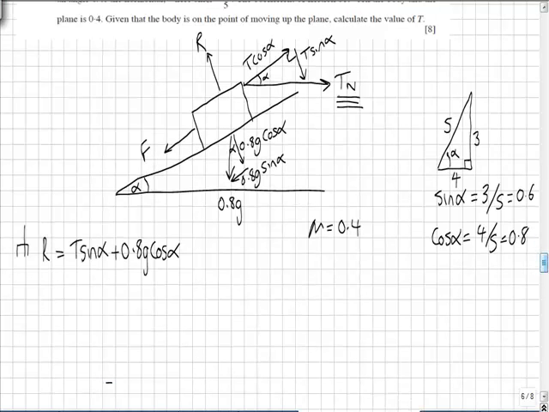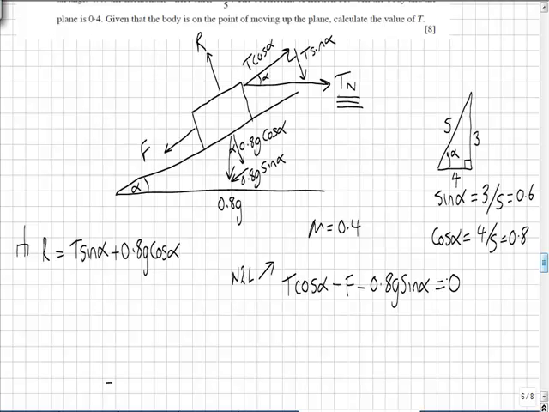Also, we can then apply Newton's second law parallel to the slope, taking upwards as positive. Now obviously it's on the point of moving upwards, which is important to note, because therefore we're going to have T cos alpha pulling up the slope minus F minus 0.8g sin alpha equal to mass times acceleration, which in this case is 0 because the acceleration is 0 at that moment. Our only unknowns are T and F.